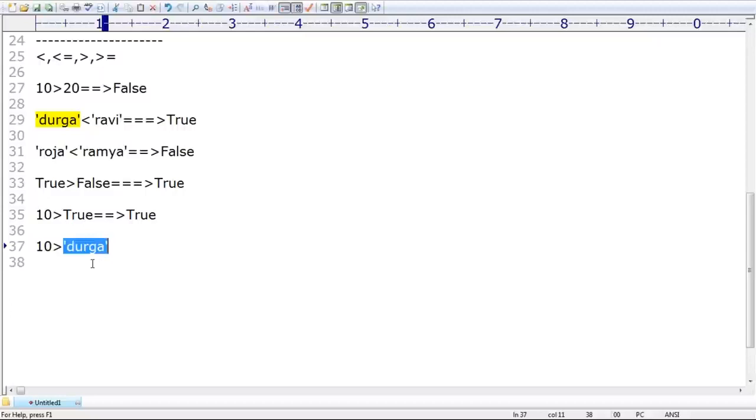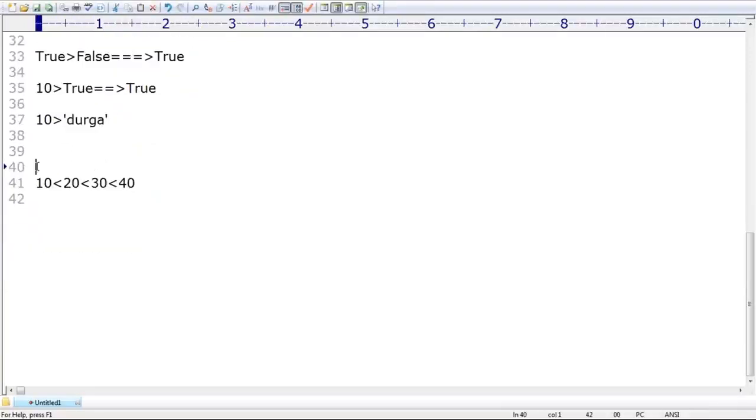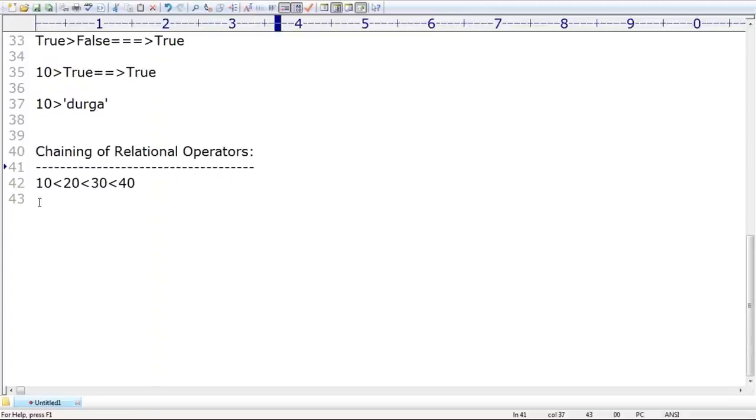Okay, make sure. Next, even I covered one more point, sir. 10 less than 20, less than 30, less than 40, something like this. This is called chaining of relational operators, right? Can you please tell, is it valid or not? Chaining of relational operators, is it valid or not? Yes, sir, no problem at all.